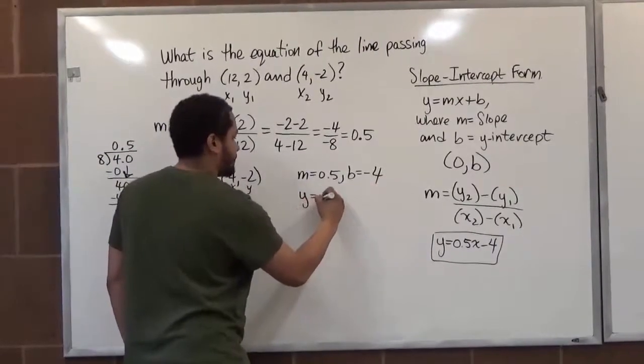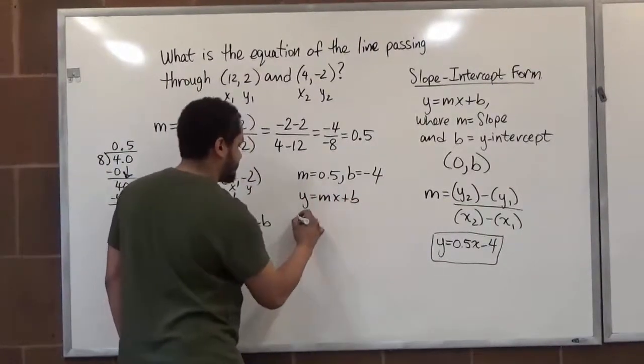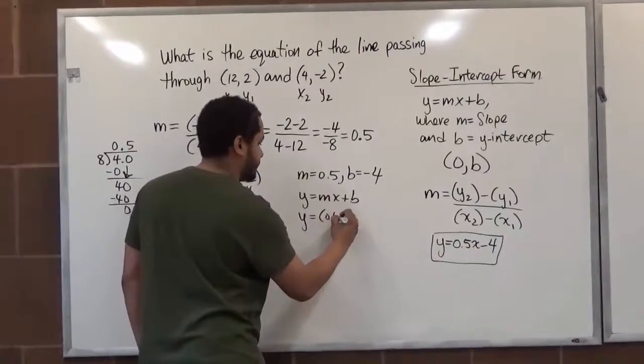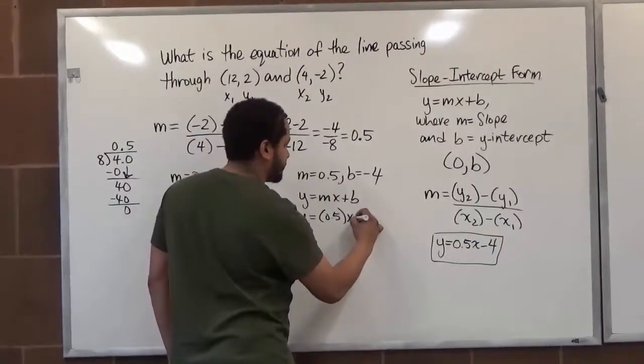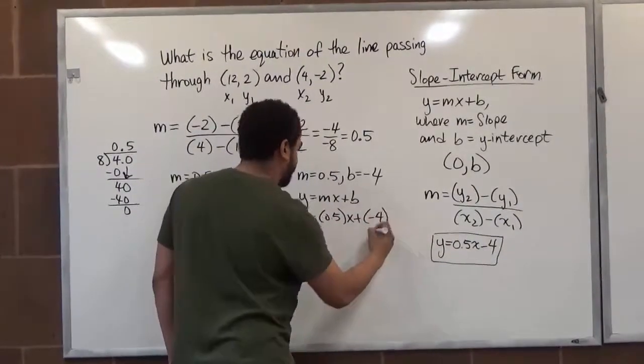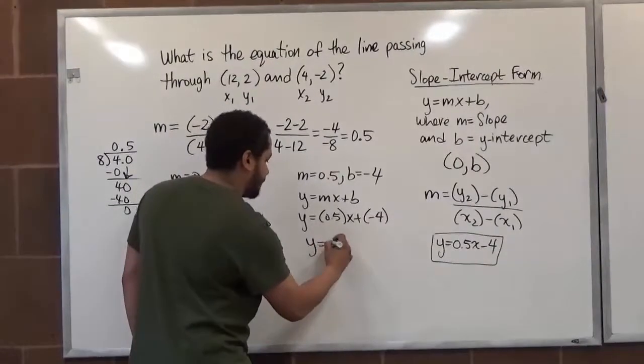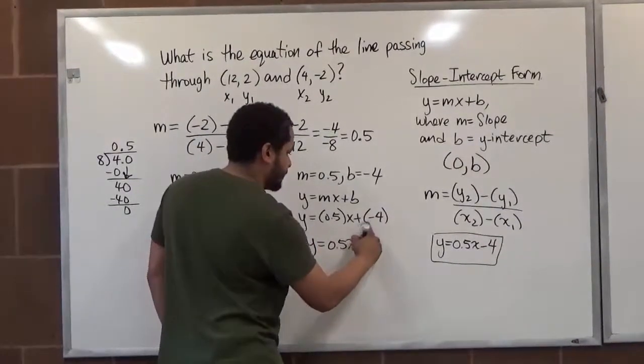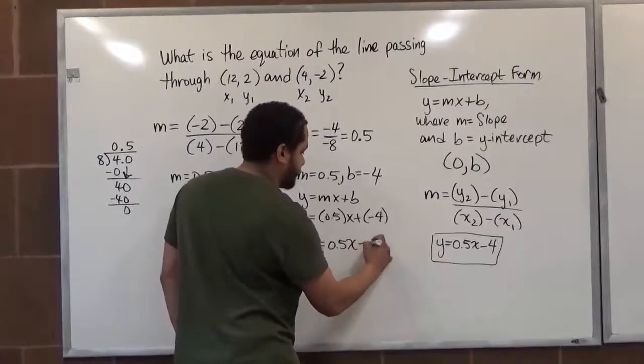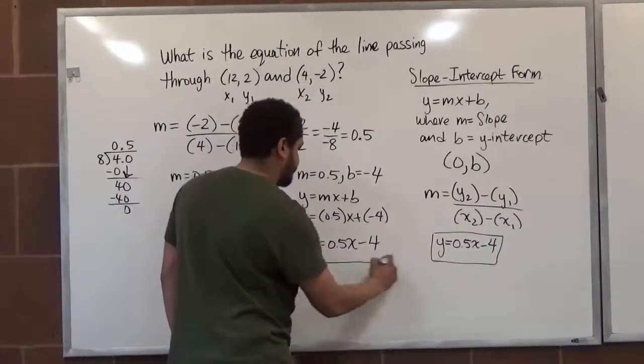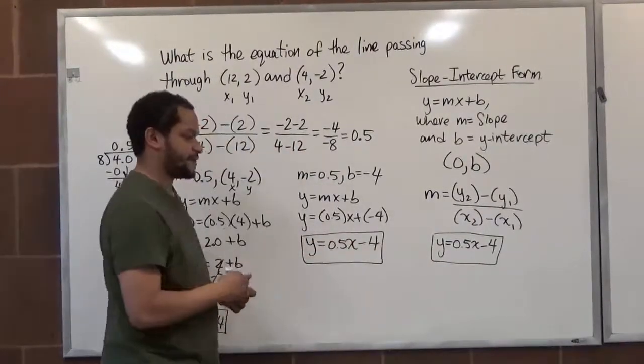So we have y = mx + b. Substitute our values with parentheses: 0.5x plus a -4 in parentheses. And here we have our final answer, 0.5x. The sign change here, positive and negative make negative, and it's a 4. And we see here we have the same equation.